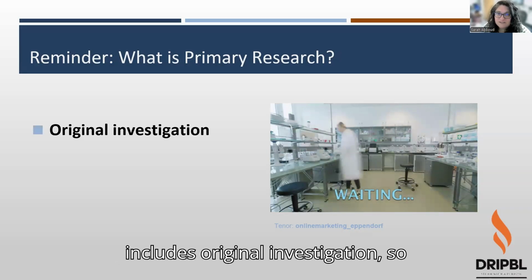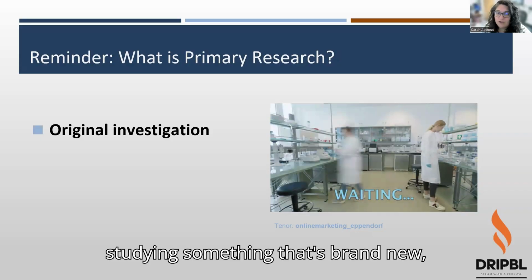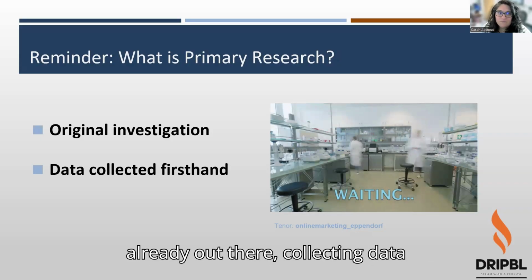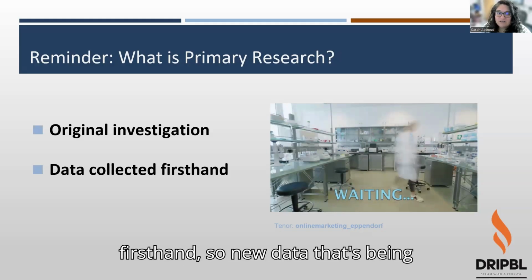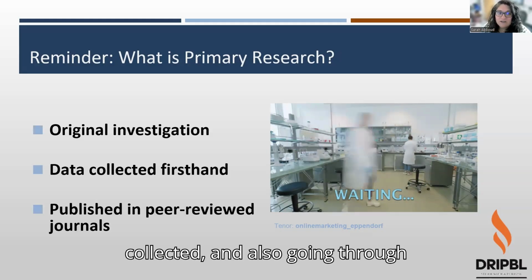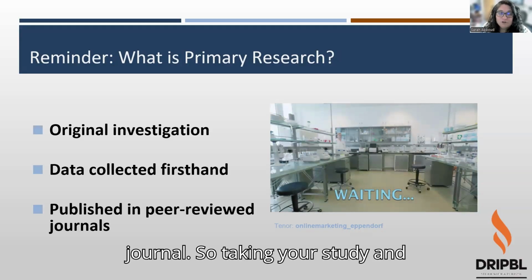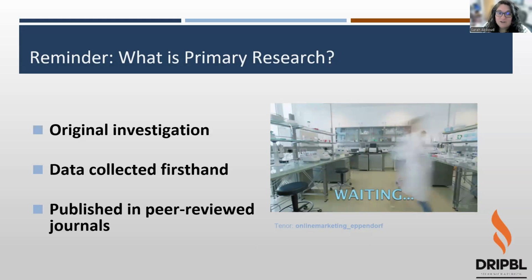Let's dive in. So just as a reminder, when we think about primary research, it includes original investigation, so studying something that's brand new, adding to the scientific knowledge that's already out there, collecting data firsthand, so new data that's being collected, and also going through and publishing in a peer-reviewed journal. So taking your study and putting that out there to the scientific community.